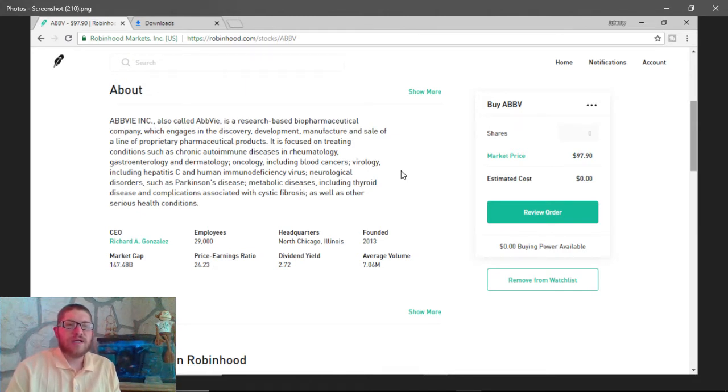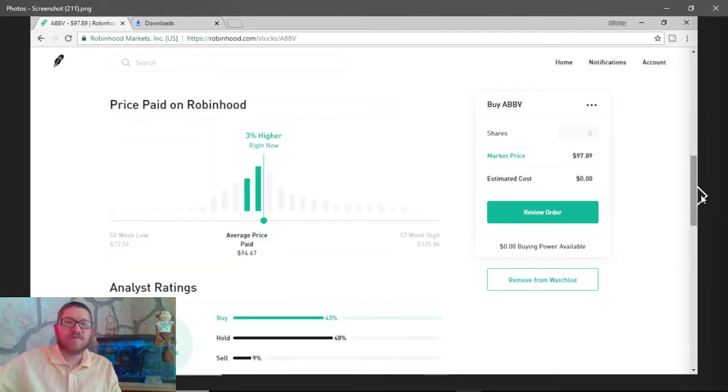So their market cap right now is at $147 billion. They have a nice PE ratio, nice and low at 24, basically. And then they have a nice dividend yield of 2.72%. Now their average volume is at 7 million, which is amazing. That's a great average volume. Again, a good company to get involved with. It's 3% higher right now than their average price, around $94.